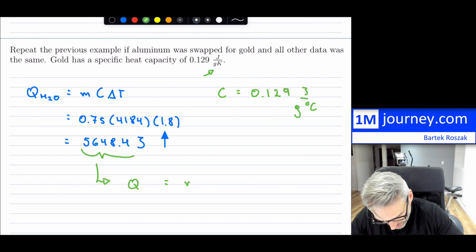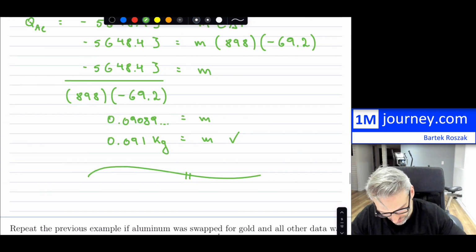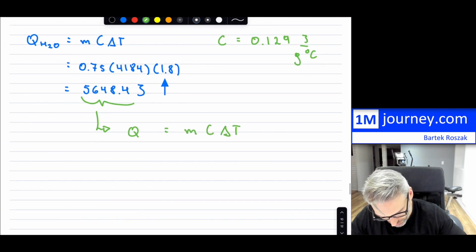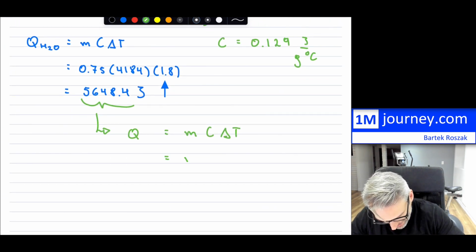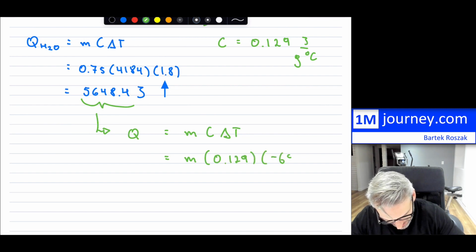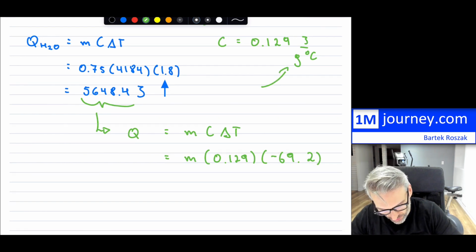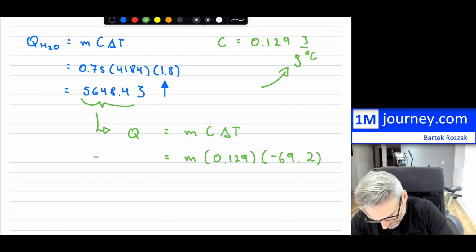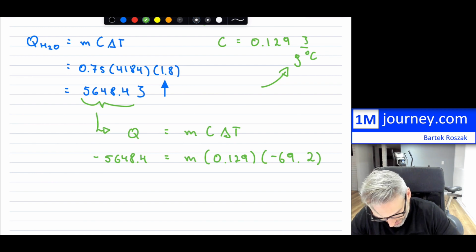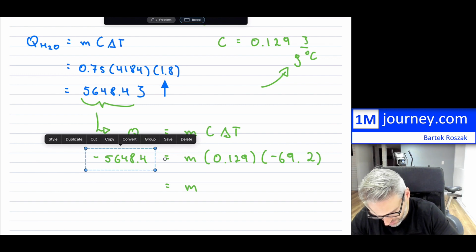And this is going to be equal to the mass times the specific heat capacity times this. Now the change in temperature from the previous was 69.2. All right, so mass times 0.129 times negative 69.2. Now please keep in mind I'm leaving this in grams, so our answer is going to be in grams instead of kilograms. And this is going to be minus 5648.4 joules.